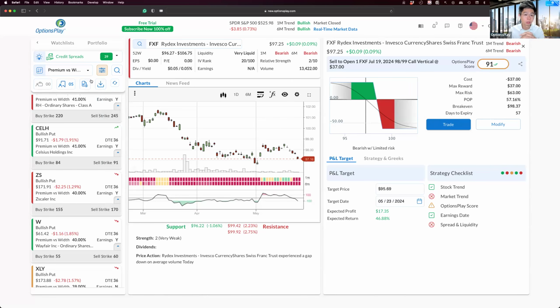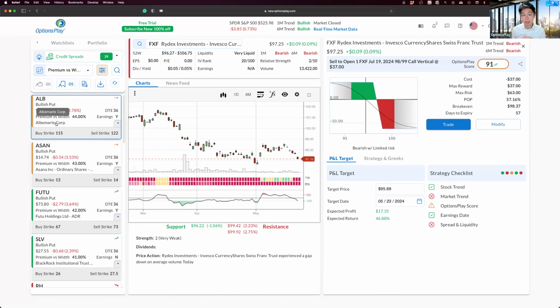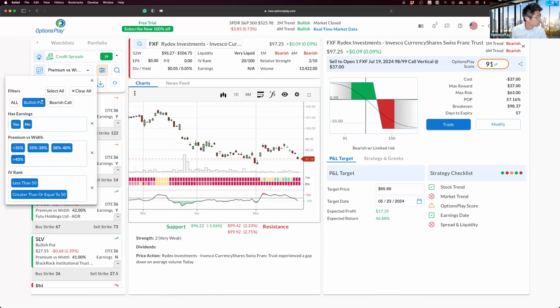So I do have traders, especially beginners, who will say, I only like to sell bullish credit spreads. I don't like to sell bearish credit spreads because I'm not as comfortable with timing on bearish trades. So you can easily just filter out all of the bearish trades and only look at the bullish trades using the sort and filter function here within your credit spread section on OptionsPlay.